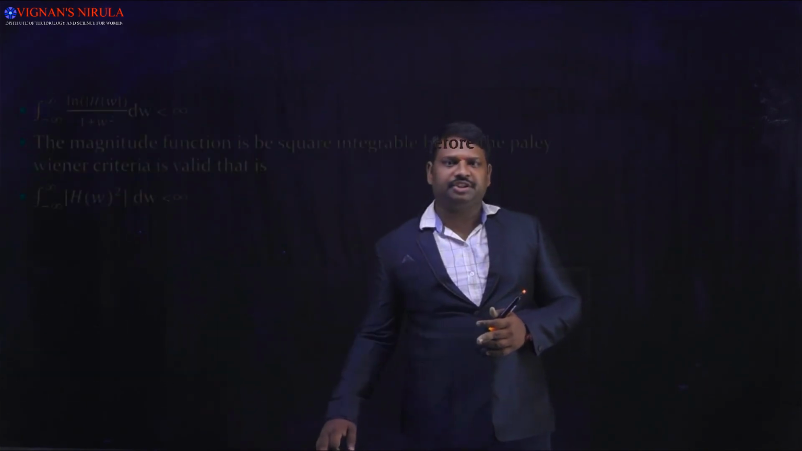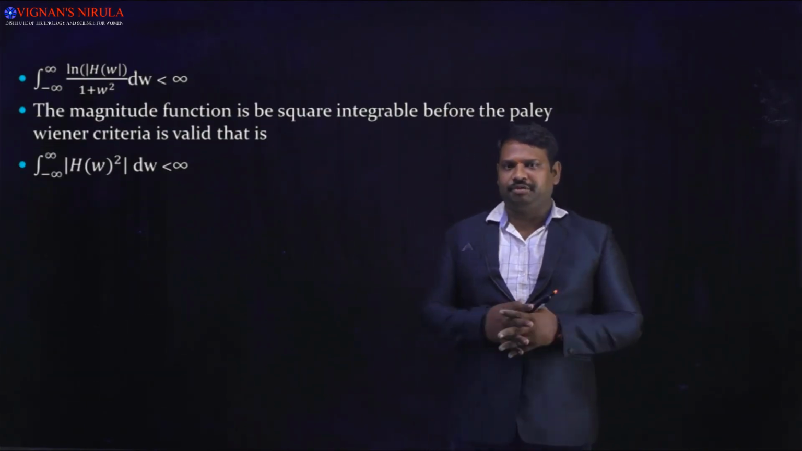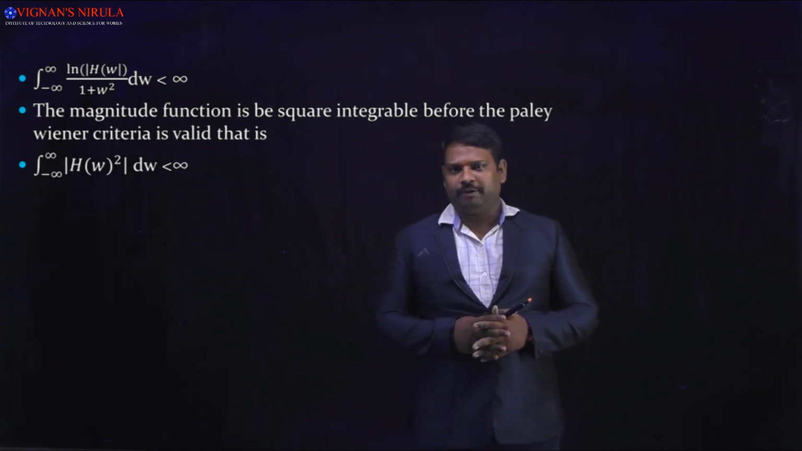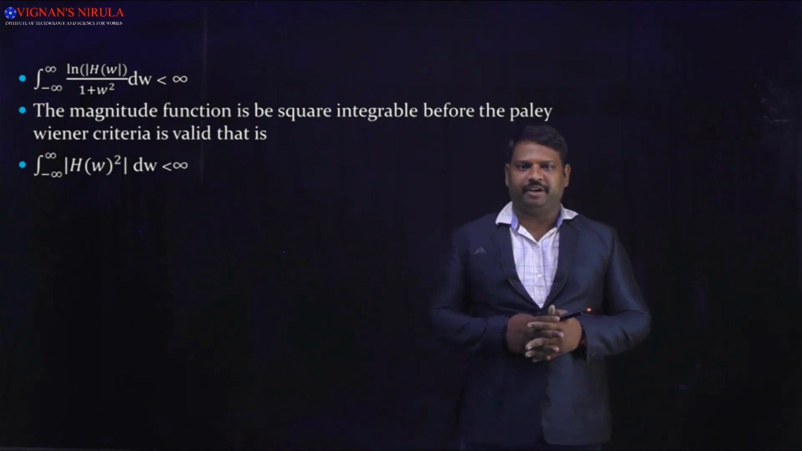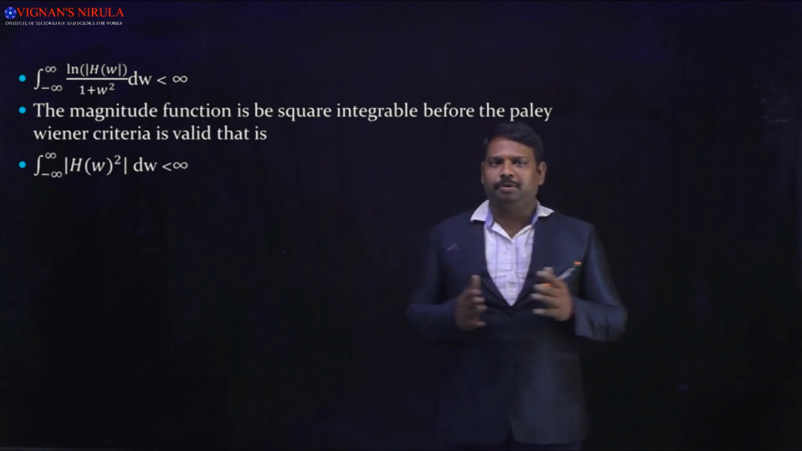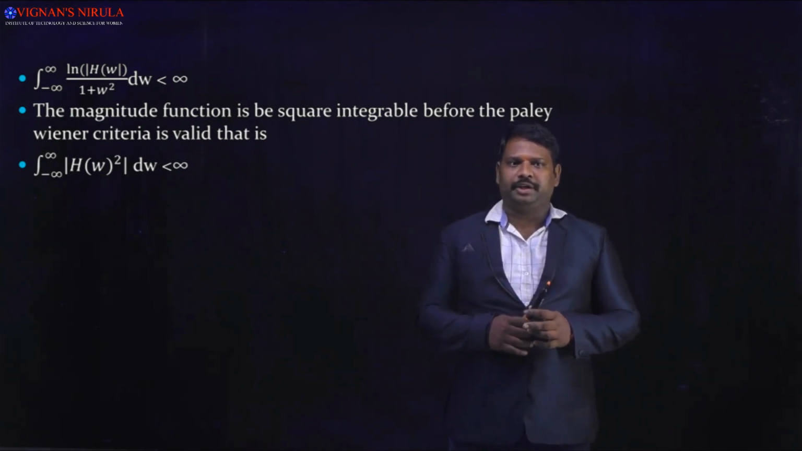And the condition for checking in the frequency domain is given like this: the integral from minus infinity to infinity of ln of |H(omega)| whole square by 1 plus omega square d omega less than infinity. And the magnitude function is to be square integrable before the Paley-Wiener criterion has been satisfied.